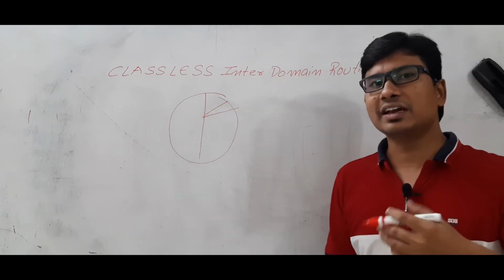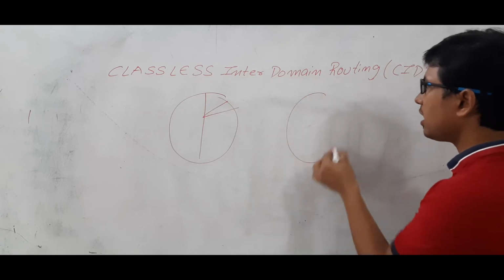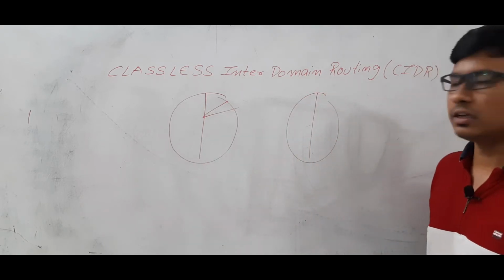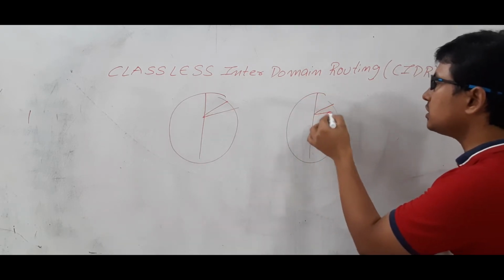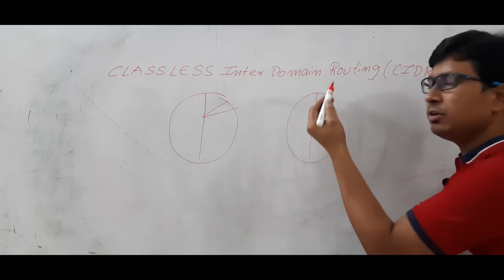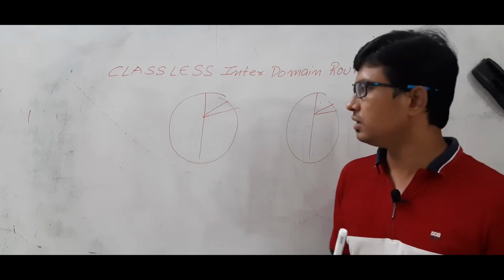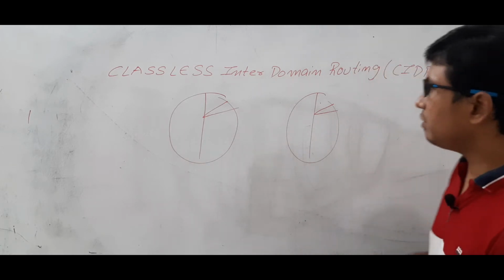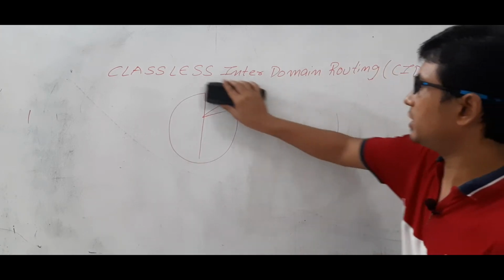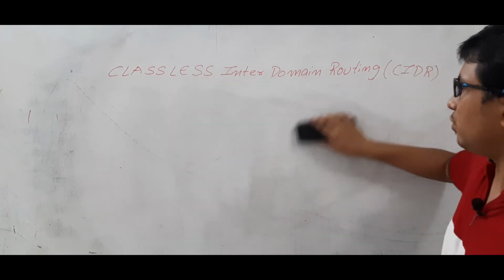If you go for classful, everyone has to take an equal share. The person who wants to eat a small one, the remaining will be wasted for him. Are you able to understand it or not? Is it clear? So now we will discuss classless inter-domain routing. The same example will work.